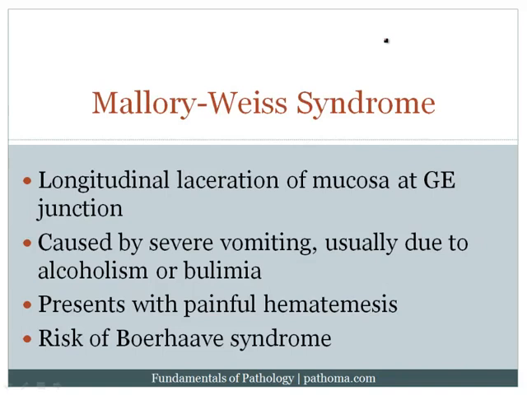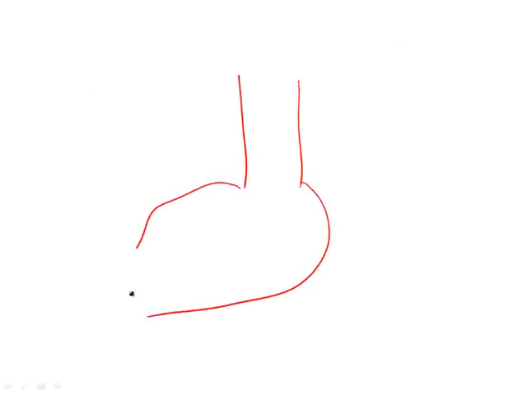Mallory-Weiss syndrome is when you get a longitudinal laceration of the esophageal mucosa at the GE junction, and the idea is as follows. If this is the esophagus and you've got the stomach coming off the esophagus, of course here is the GE junction. Now basically in this particular disorder, patients have severe vomiting. As the vomit goes up, it also begins to create a linear laceration of the mucosa at the GE junction. So that's called Mallory-Weiss syndrome.